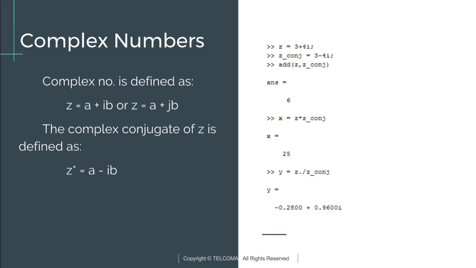Next is complex numbers. The complex number is defined as z equals a plus ib or z equals a plus jb. So the complex conjugate of z is defined as z star equals a minus ib. So now you can perform various operations on complex numbers to calculate various problems.